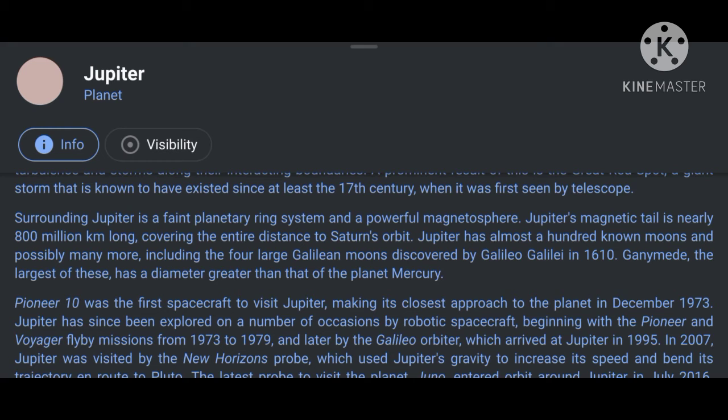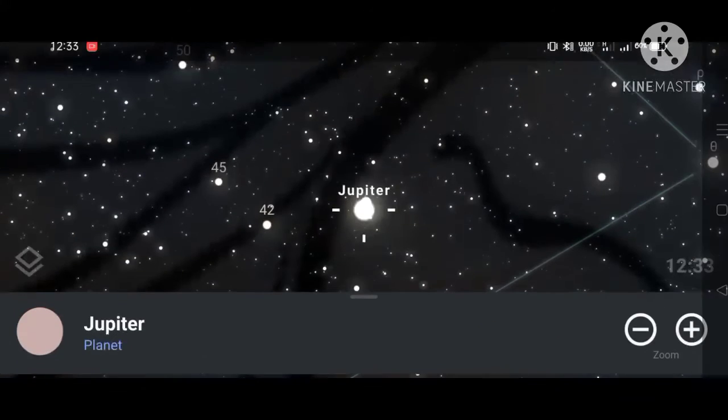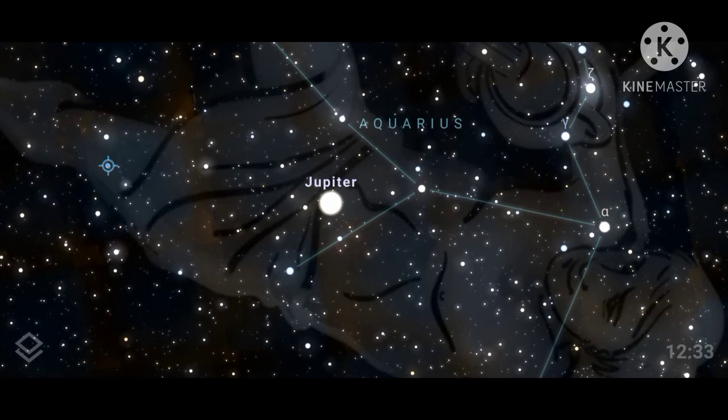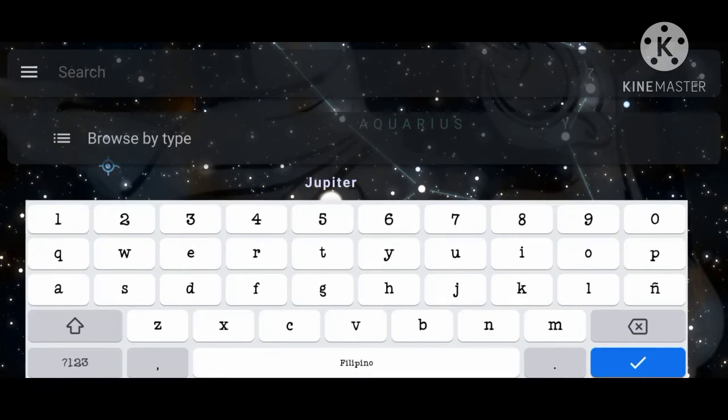Jupiter has almost 100 known moons, and possibly many more are yet to be discovered by various space missions. And as I said earlier, there are already four moons discovered by Galileo in 1610, of which Ganymede is one of the largest. So after Jupiter, the next planet in the solar system is Saturn.